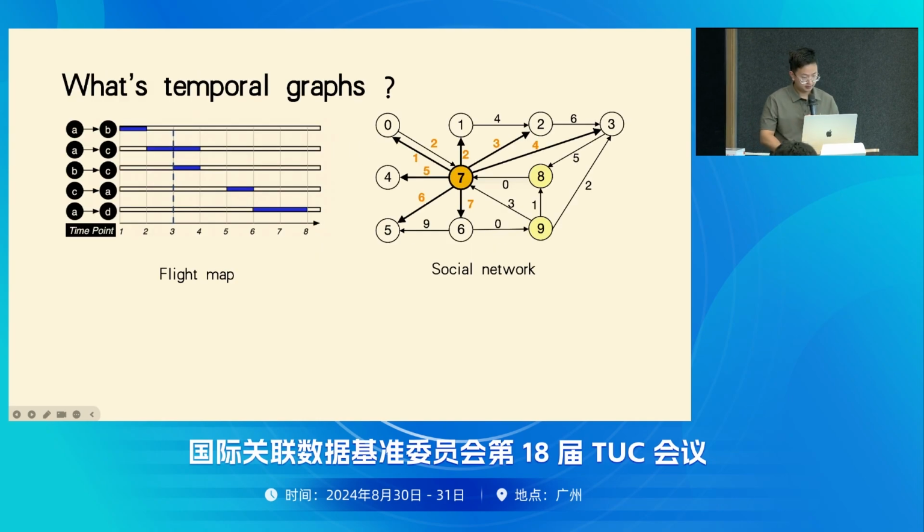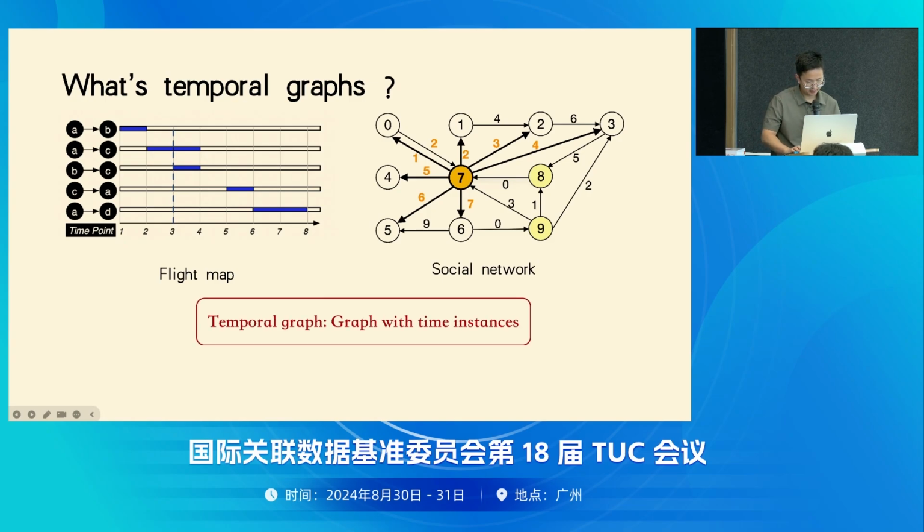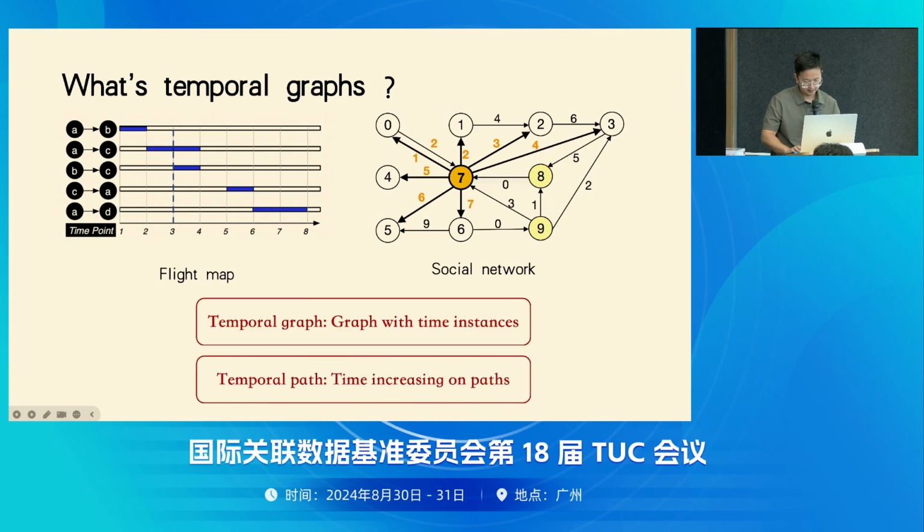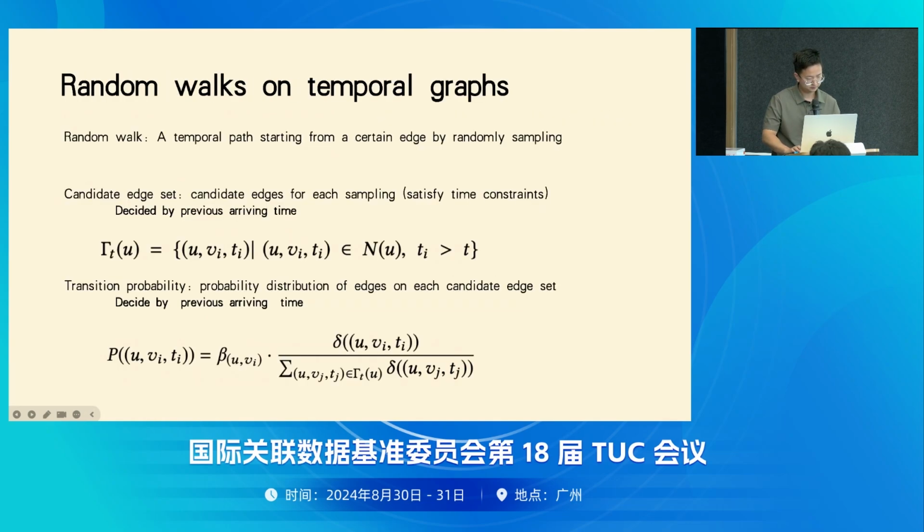Firstly, we introduce the definition of temporal graphs. Temporal graphs are graphs attached with time instances on edges. Using a flight map as an example, the start time and the arriving time of each flight can be the time instance of each edge. For a social network, the message passing time can be the time instance of each edge. The paths in temporal graphs have to satisfy the time constraints, which means the time must increase along the path.